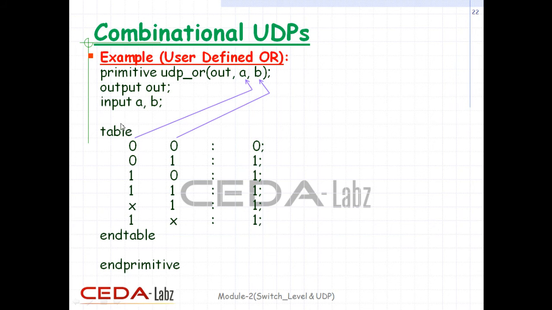With the keyword table, we start the state table entry. We will mention all input conditions and the respective output for them within this state table block, and end this table with the keyword endtable. The primitive is terminated by endprimitive. Notice that this example covers all possible combinations of A and B, where the output is not X. The value Z is not allowed in a UDP. The Z values on inputs are treated as X values.